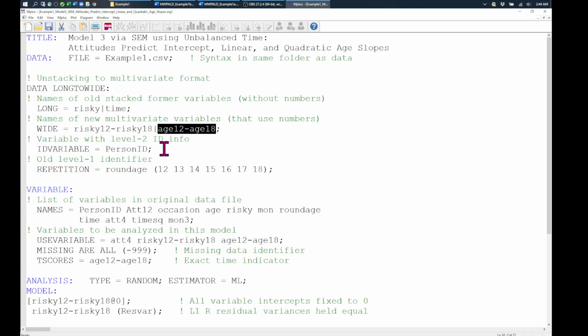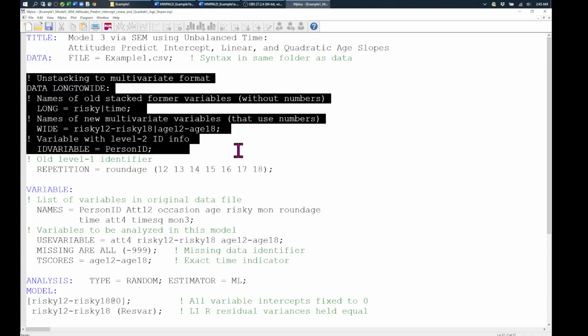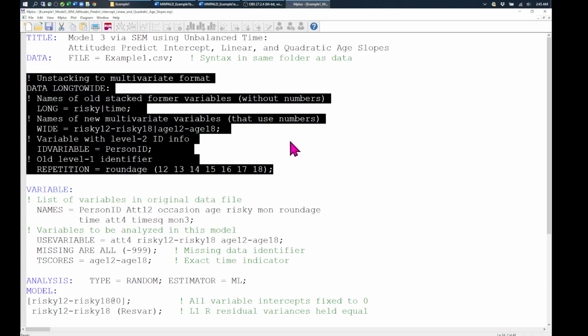I have to tell it what the identifier is that links the cases together for the same person, and that's person ID. And then what is the index for time? I'm using round age so that then I have these numbers that go with it. So the result of this is creating then a wide data set.